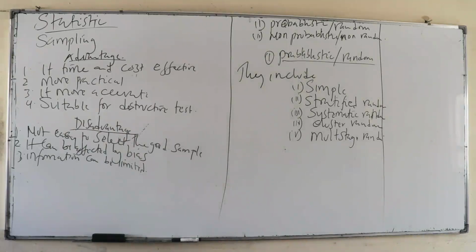Number 2, stratified random sampling. When the population is not homogeneous, it is divided into groups known as strata, in such a way that all the members of the strata are similar.